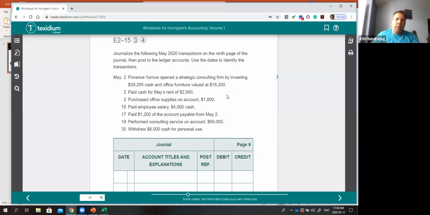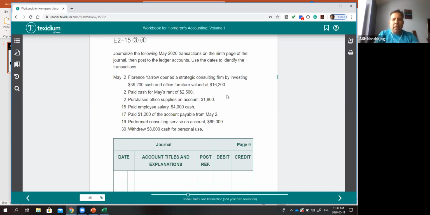So the question says to journalize the following May 2020 transactions on the 9th page of the journal, then post to the ledger accounts. Use the dates to identify the transactions. So they've given us these transactions, which we will be recording. You can write down these transactions on your journal page given on page 45 in your workbook.